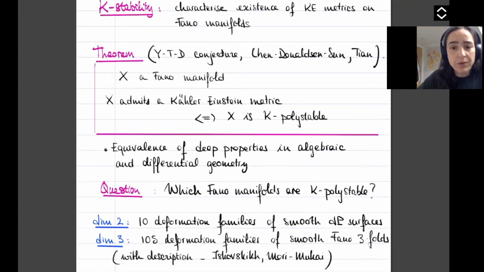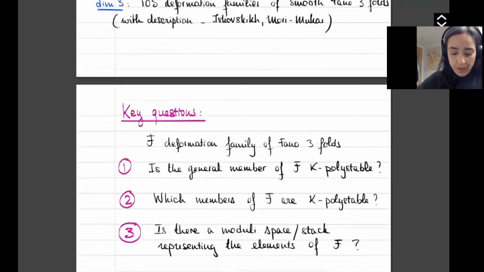So in dimension 2, we know that there are 10 deformation families of smooth del Pezzo surfaces. In dimension 3, there are 105 deformation families of smooth Fano threefolds, with a description that is, in a sense, birational due to Iskovskikh, Mori and Mukai. So this provides a fantastic testing ground and a fantastic experimentation ground to understand better this notion.